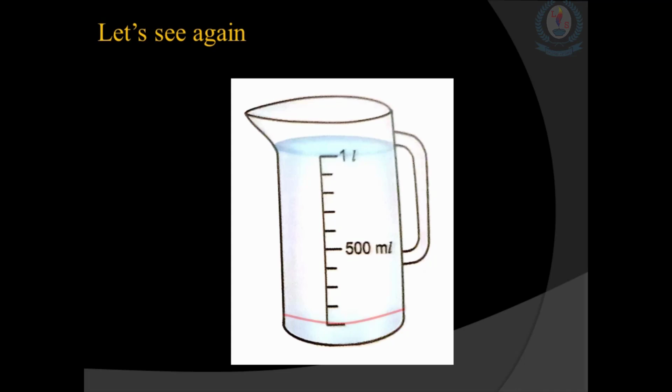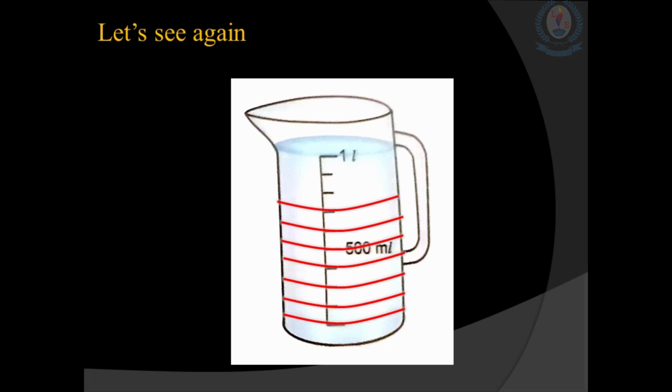The bottom marking 100 milliliters, 200 milliliters, 300 milliliters, 400 milliliters, 500 milliliters, 600 milliliters, 700 milliliters, 800 milliliters, 900 milliliters, 1000 milliliters or 1 liter. Now I think it's clear to you how to read a 1 liter measuring jug.